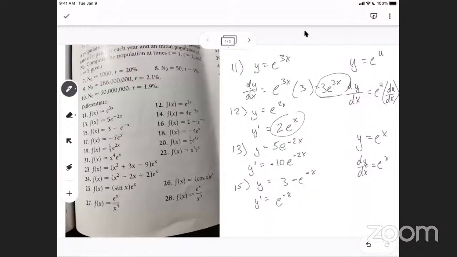All right, how about number 17? What would the answer be for 17? Negative 7e to the x. Yep. In other words, it's itself. Same with number 18. 18 is itself, basically. How about number 19?